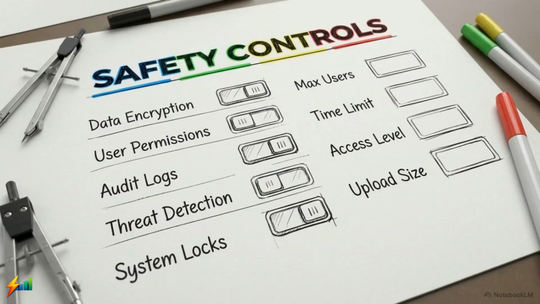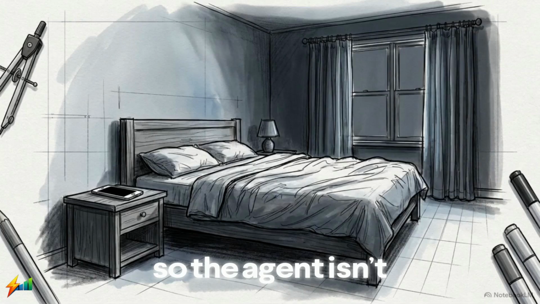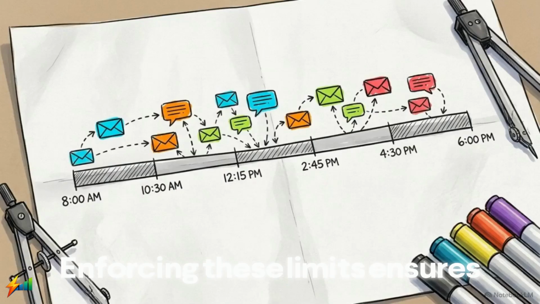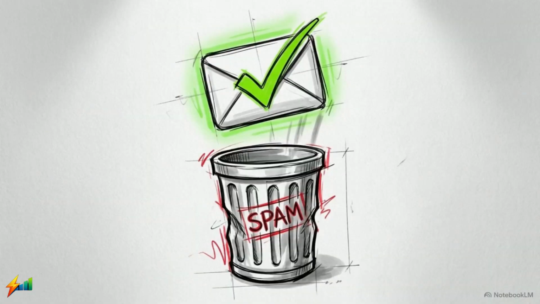Before turning the campaign on, you must set up the system's guardrails. This means establishing strict daily sending caps and defining specific quiet hours so the agent isn't texting prospects at 3 in the morning. Enforcing these limits ensures the outreach mimics a natural human cadence. It keeps your clients' communications compliant and protects their domain reputation from ending up in a spam folder.